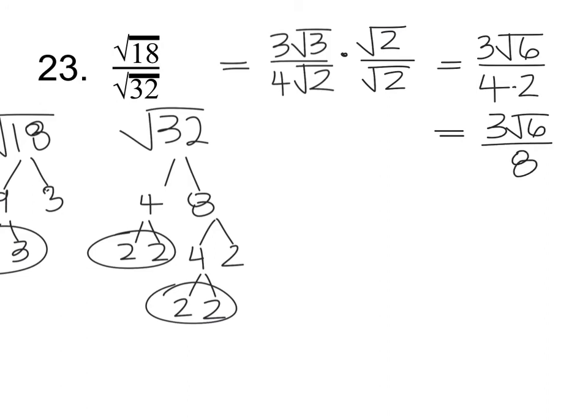Our last step is to make sure that any square roots we still have can't simplify, and check to see if numbers outside of square roots can simplify. So the square root of 6 can't simplify, and 3 over 8 can't simplify either, so this would be our final answer.